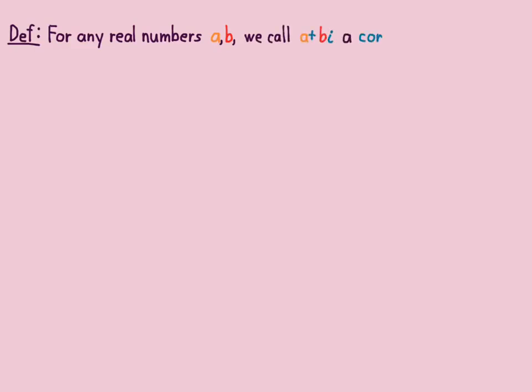All right, so we're still doing some definitions here for what's called complex numbers. So definition: for any real numbers a and b, we call a plus bi a complex number. That's what a complex number is. So a and b are both real numbers. I is this thing that we just did on the previous video.